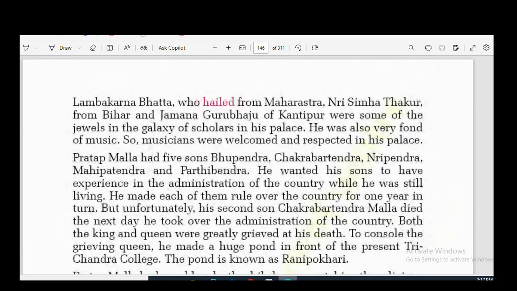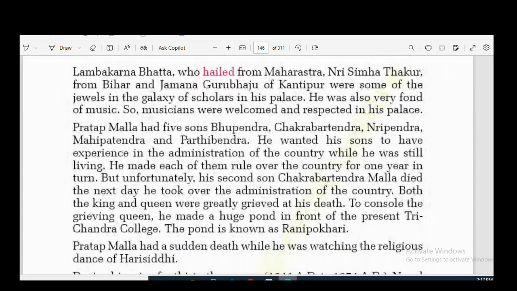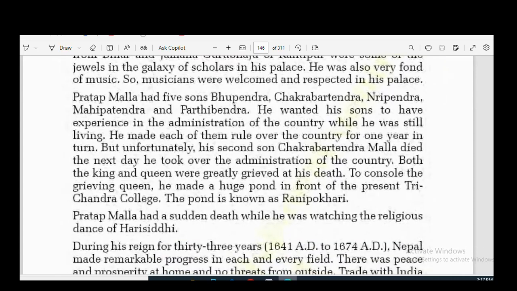Among them, Lambakarna Bhatta was one of the intellectuals who was from Maharashtra. Narsimha Thakur from Bihar and Jamana Gurubaju of Kantipur were some of the key persons in the galaxy of scholars in his palace. He was also very fond of music. Musicians were welcome anytime in his palace and respected there.